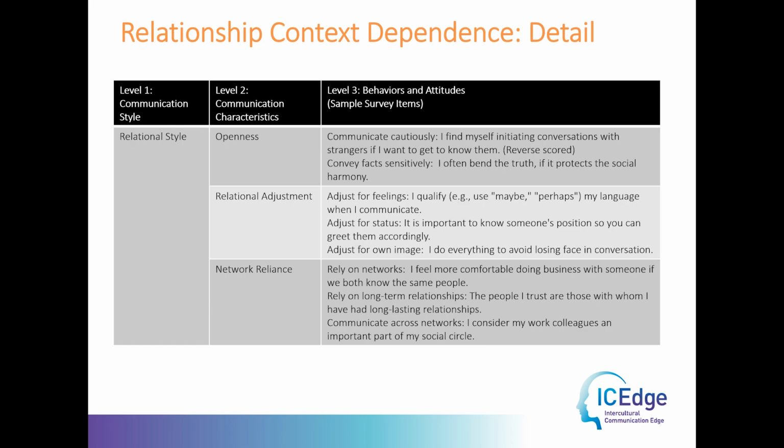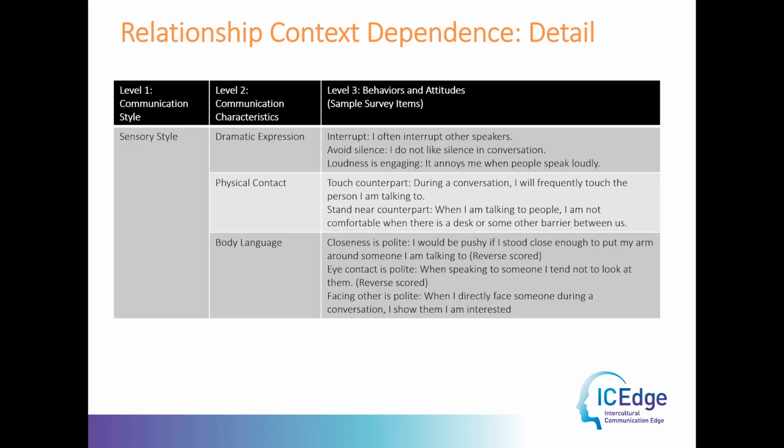Okay, so the level 1 sensory style is broken down into 3 communication characteristics: dramatic expression, physical contact, and body language.